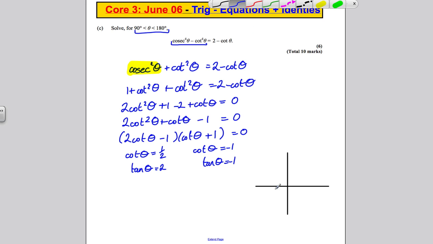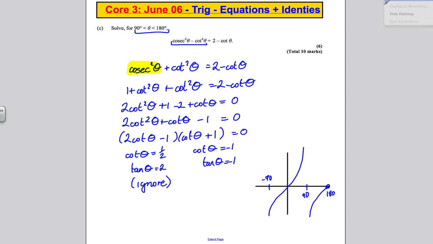Our tan graph looks as so. That's 90. That's negative 90. And we're going between 90 and 180. It is to this point here. That's 180. So between 90 and 180, you will actually get no solution that is positive. So you can ignore this value here, but you will get a negative value.